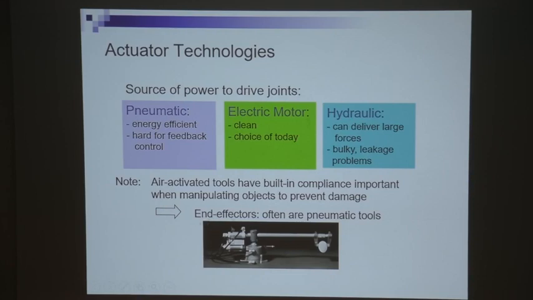For example, in this case, this is the drive. And then what happens to the end effector? For the end effector, most of the time you may end up using a pneumatic one. So you may have a pneumatic actuator for the joint.